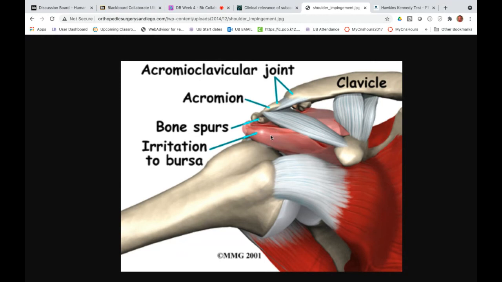Sometimes the bursa itself could be irritated by degeneration of the AC joint, which is very common. Between the acromion and the clavicle, you can get little osteophytes or bone spurs that can compress the bursa. And each time the person abducts the arm, they get this pinch. So they call it an impingement syndrome.